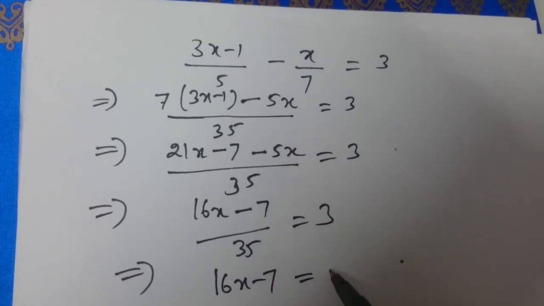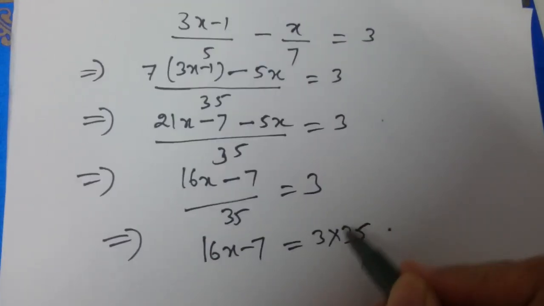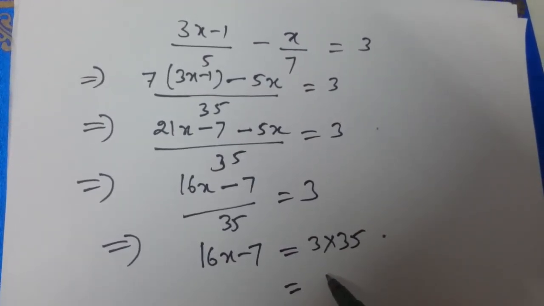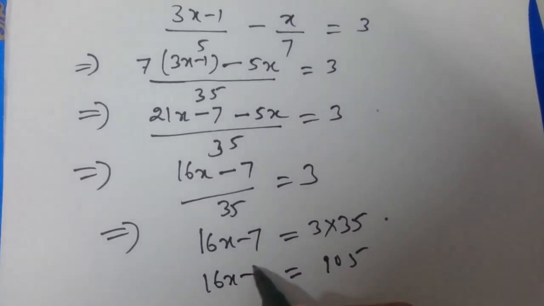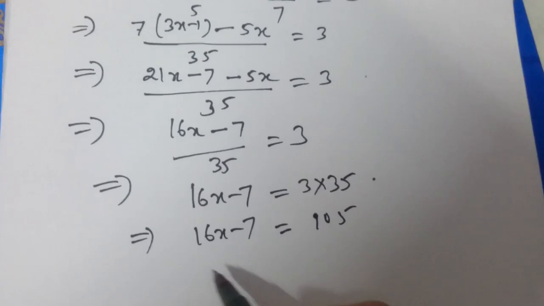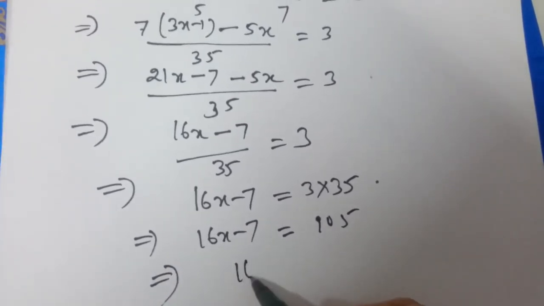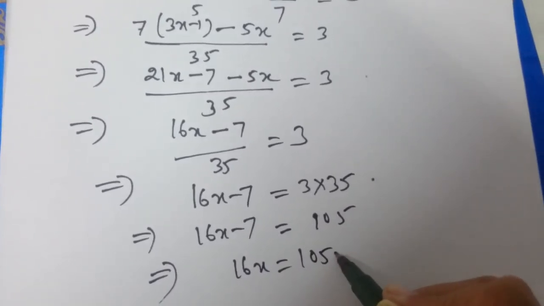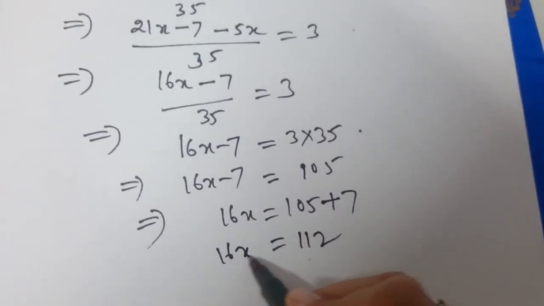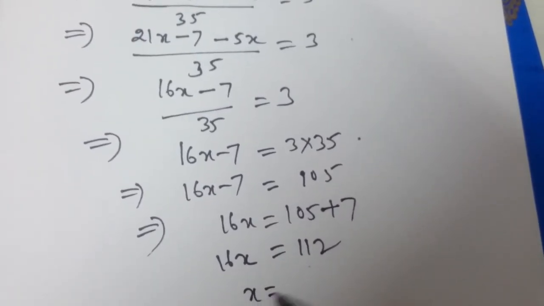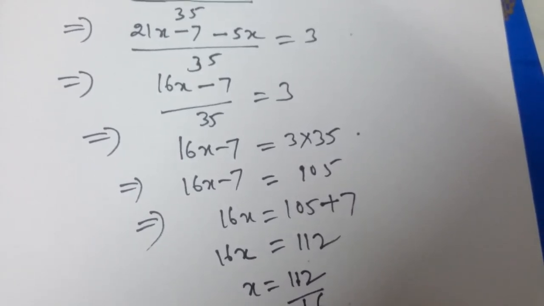This implies 16x minus 7 is equal to 3 into 35, which is equal to 105. So 16x minus 7 is equal to 105. This implies 16x is equal to 105 plus 7, which is 112. So 16x is 112, so x will be 112 divided by 16.